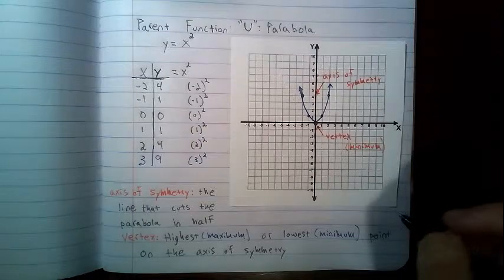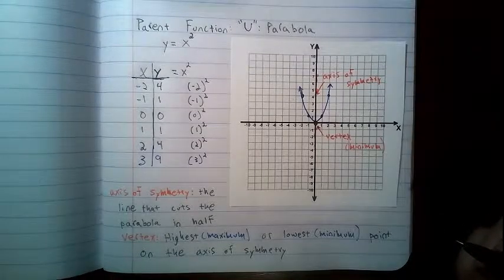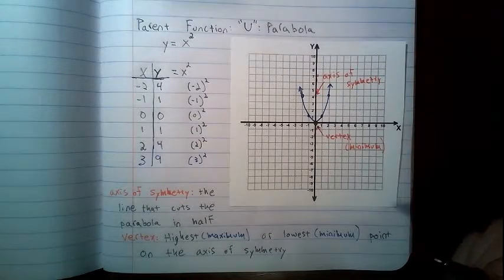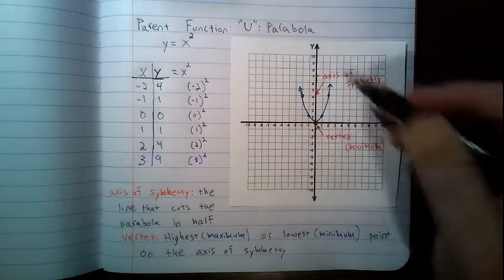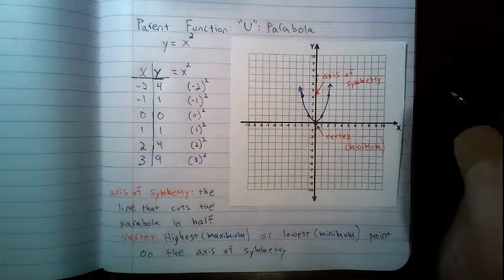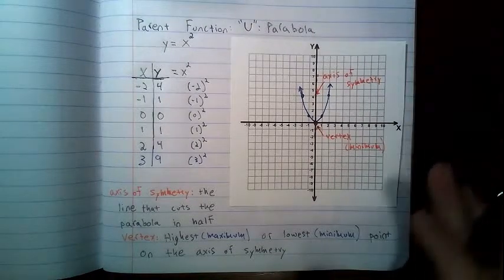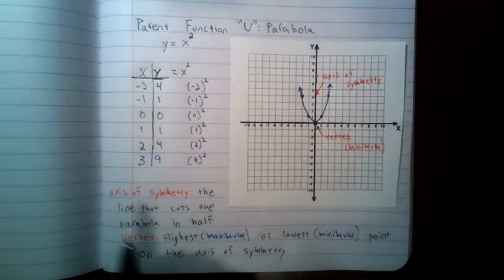Okay, we call that a parabola. So if you ever hear the word parabolic, it just means it makes a U. It could be an upside down U, but it makes a U. Okay, and then those vocabulary terms that I want to go over.